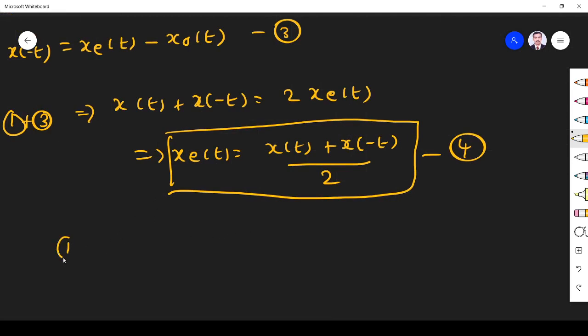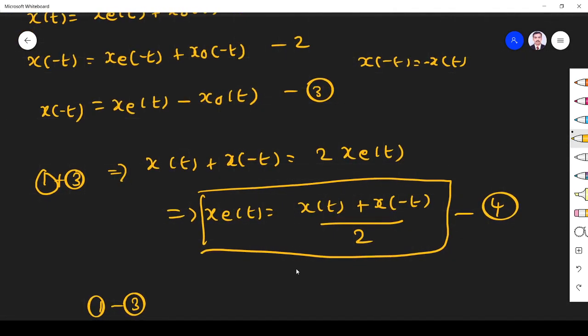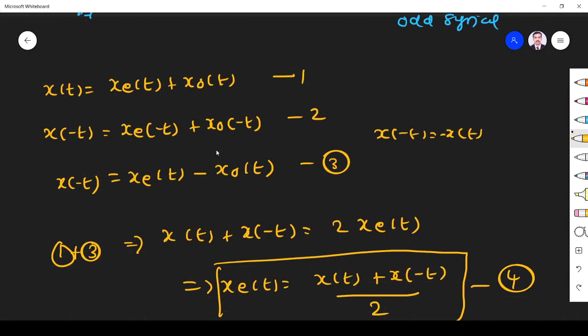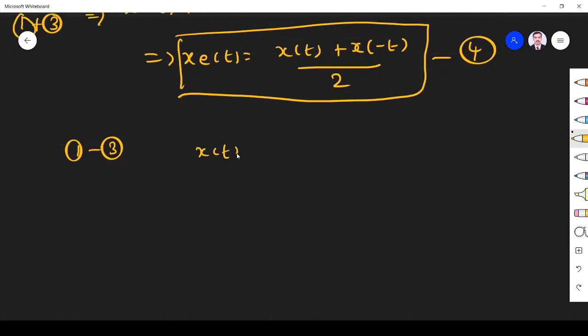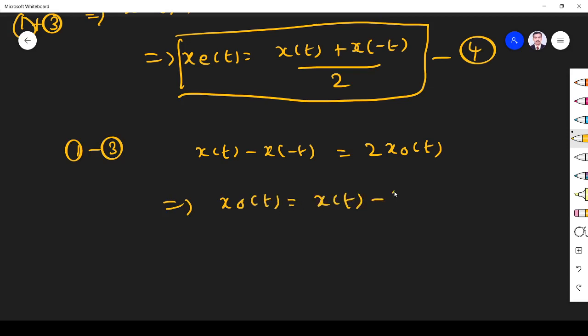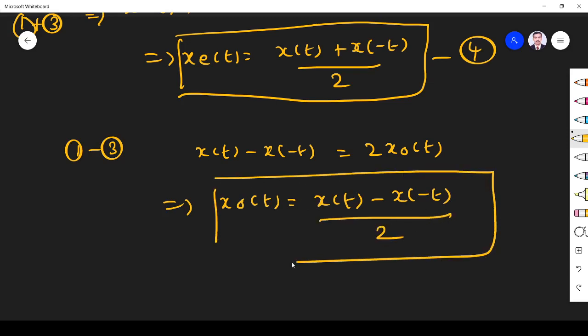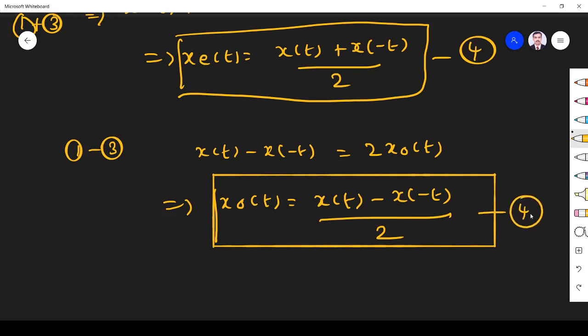Similarly, you subtract 3 from 1, what will happen? The even part will be cancelled, so x of t minus x of minus t is equal to 2 x o of t. This indicates x o of t is equal to x of t minus x of minus t, divided by 2. This is how the odd component of any signal can be obtained, right?